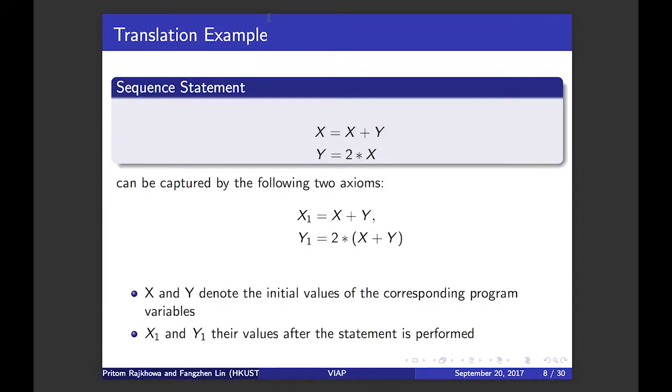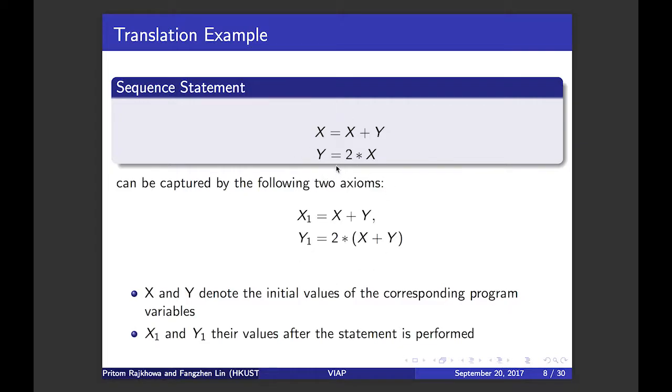So now move to the translation. Let's consider these two sequential statements, x equals x plus y and y equals 2 times x. These two sequential statements can be captured by these two axioms, where x and y denote the initial values of the corresponding program variables, and x1 and y1 represent the values after the execution of these two statements.